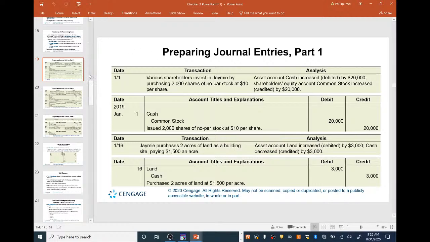So it says here on January 1, the transaction that we're going to account for, it says various shareholders invest in Jamie by purchasing 2,000 shares of no par stock at $10 per share. Okay?